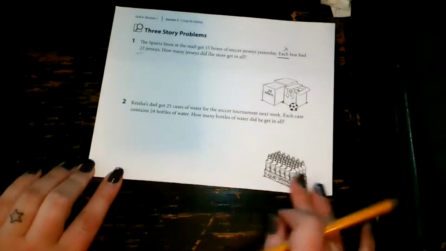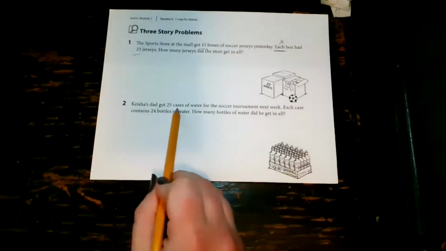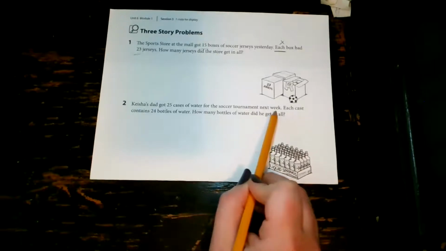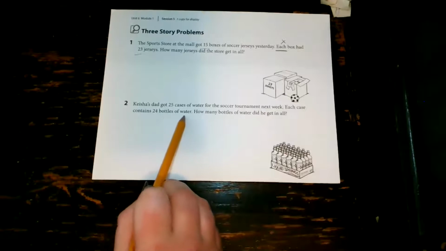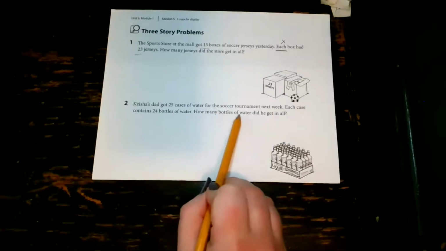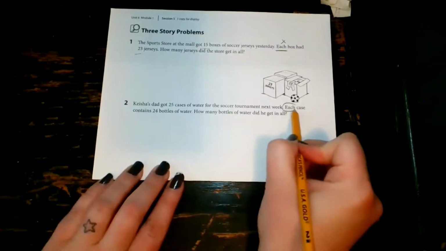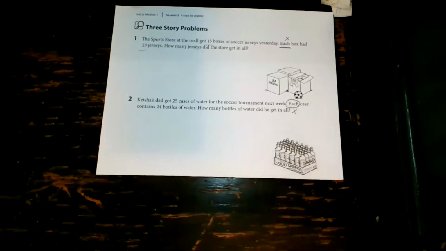Next, we have Kesha's dad got 25 cases of water for the soccer tournament next week. Each case contains 24 bottles of water. How many bottles of water did he get in all? Oh baby, there it is again. Each. I'm going to multiply. So let's set that up.